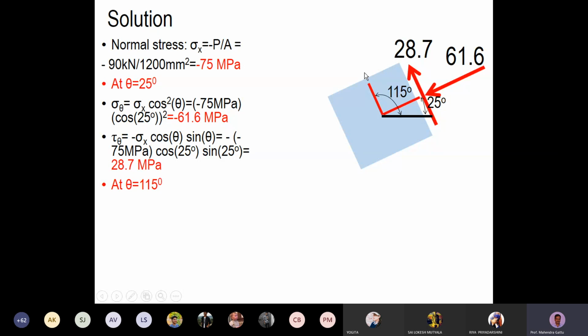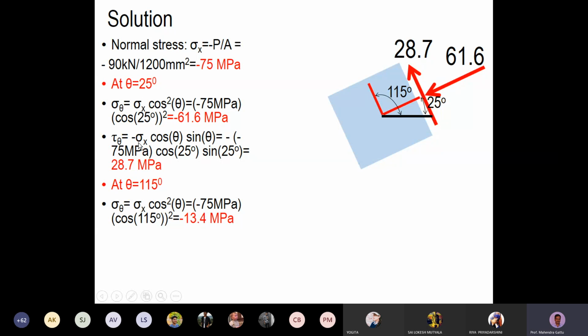So the normal makes an angle of 115 degrees. So theta will be 115 for this phase. Okay, so we'll apply again the same formula. Sigma theta is sigma x cos square theta, and we get minus 75 megapascal. Cos square is cos square 115. We are getting minus 13.4.